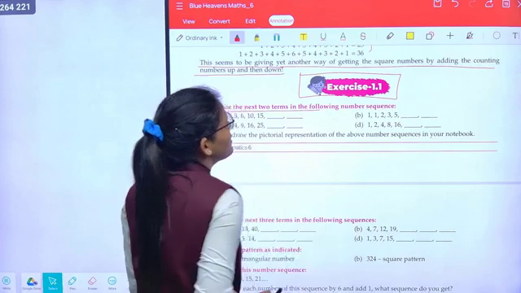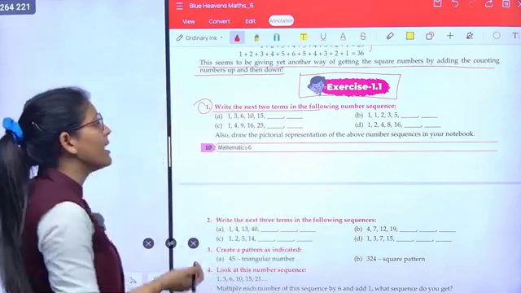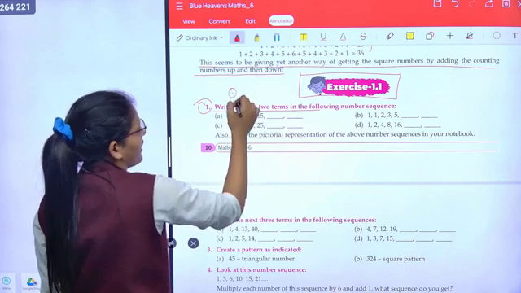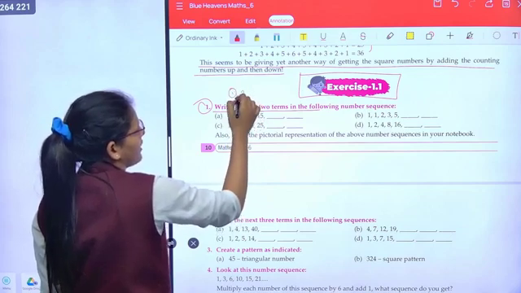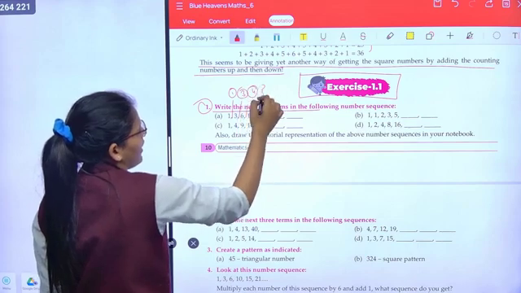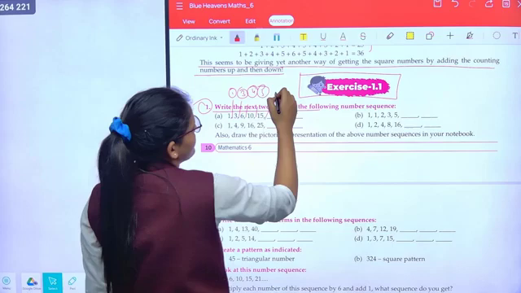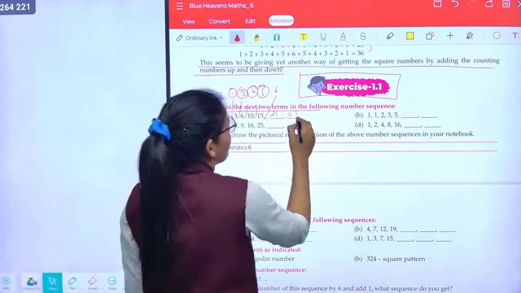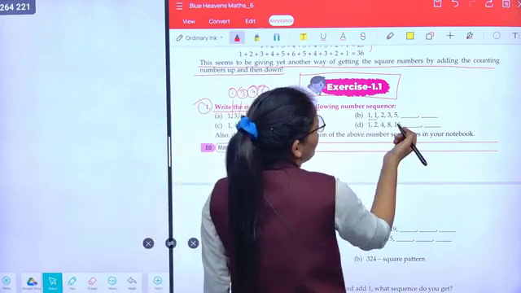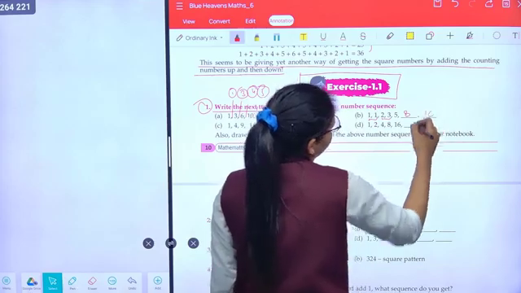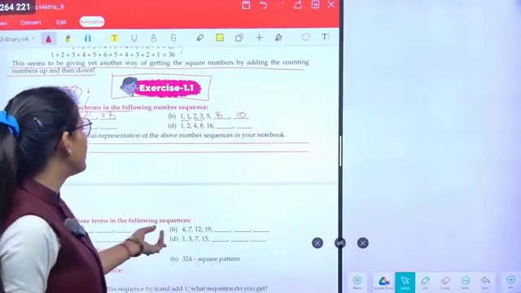Come on, exercise 1.1, question number 1. Write the next two terms in the following number sequence. क्लास हम पहले अपने sequence को देखेंगे. There is a gap of 1, there is 3, there is 4, now 5. अब यहाँ पर क्या आएगा क्लास? 6 का कॉलम, that is 21. Now 7, that is 28. Now here is 1, 1, 2, 3, now 3, 8 and 2, 10. Rest of the parts do yourself.